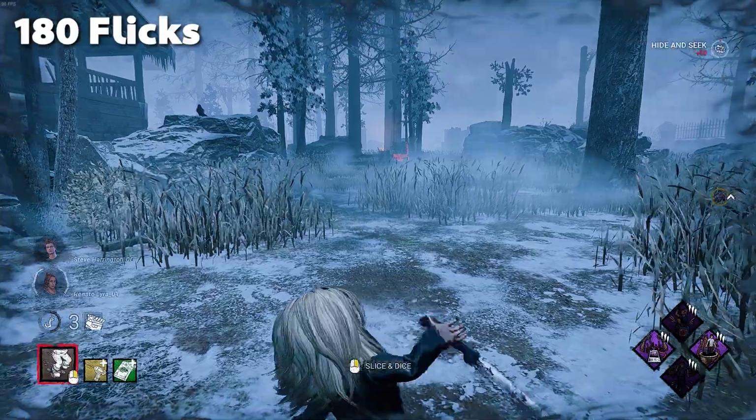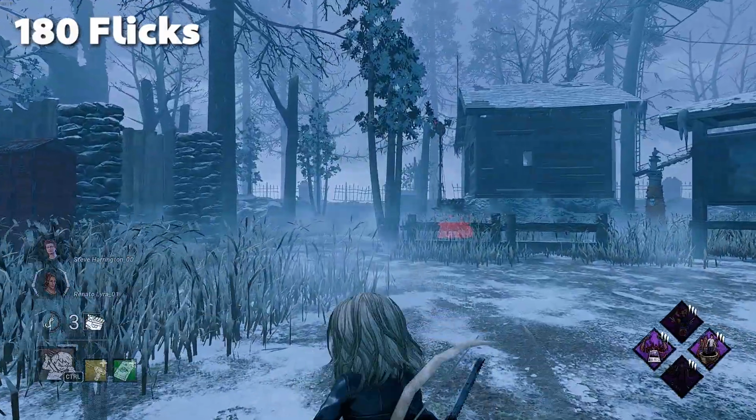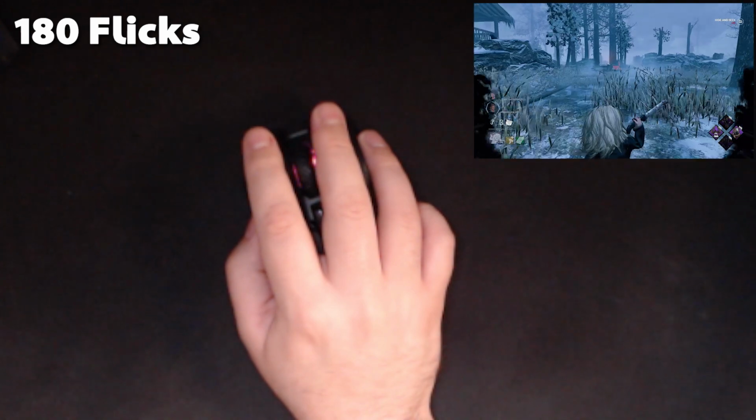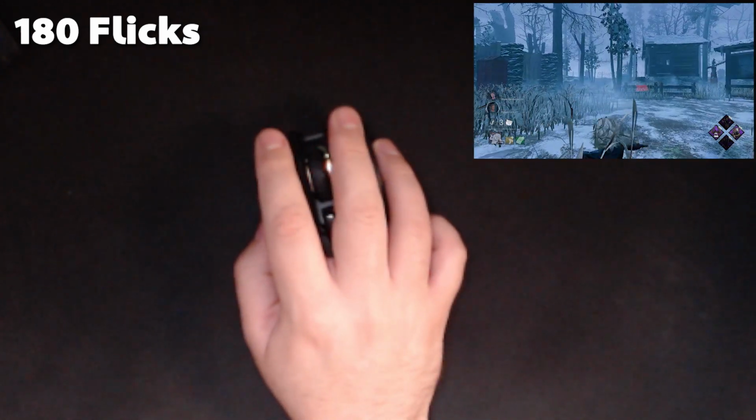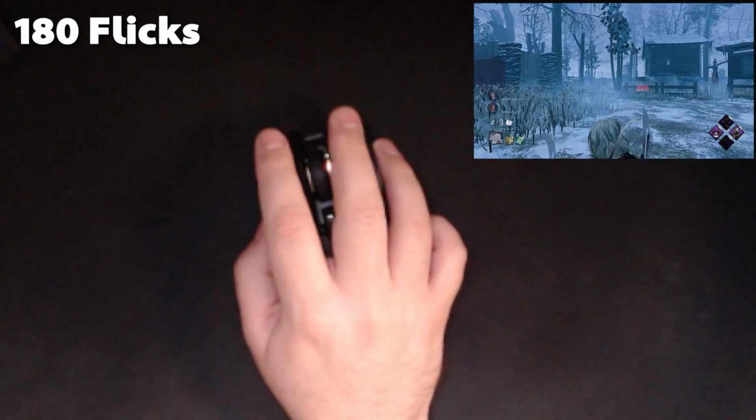The first type of 180 flick you can get is out in the open. To do this 180, start your power, and before flicking, let go of M2 and flick your mouse to the left or right, and then flick back to the starting point.